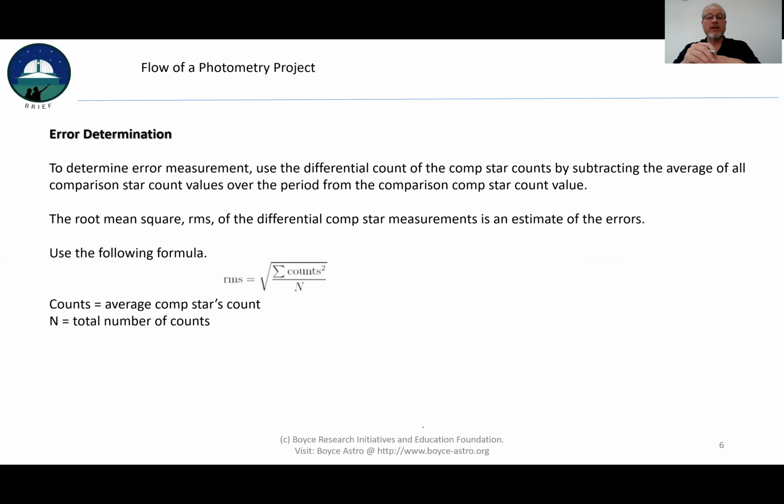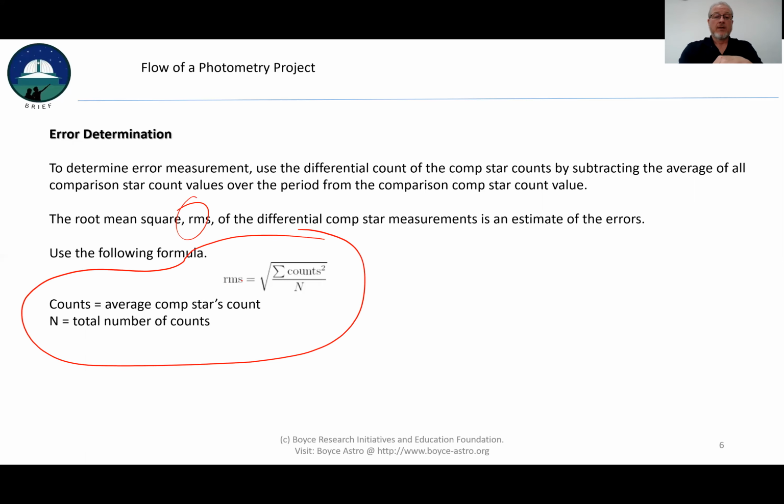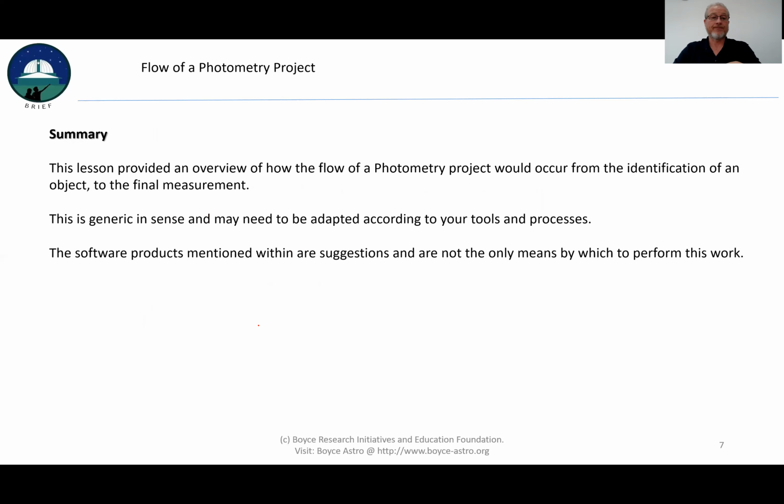To determine error measurement, use the differential count of the comp star counts by subtracting the average of all of the comp star counts over the period of time. The root mean square, the RMS, of the differential comp star measurements is an estimate of the errors. Here's your formula. So the root mean square is the sum of all the counts squared. Remember back to our statistics lesson. We're squaring that to come up with a positive number. We then take the square root to undo the square. And n is the total number of counts. This will give you an error estimation to report in your project.